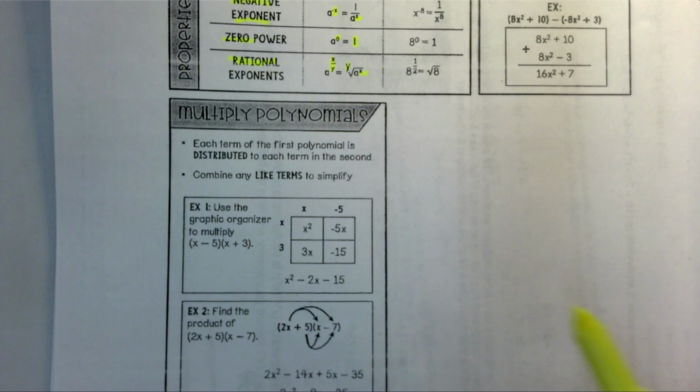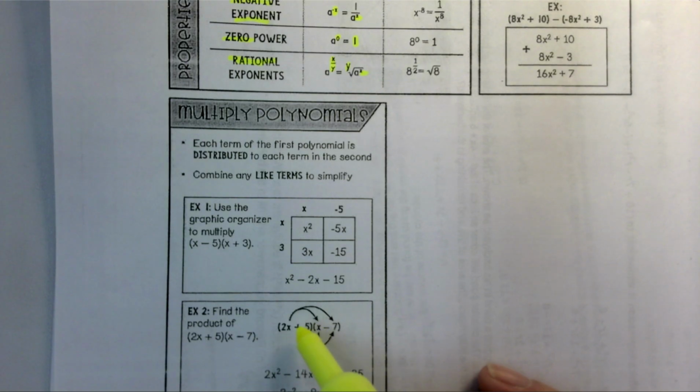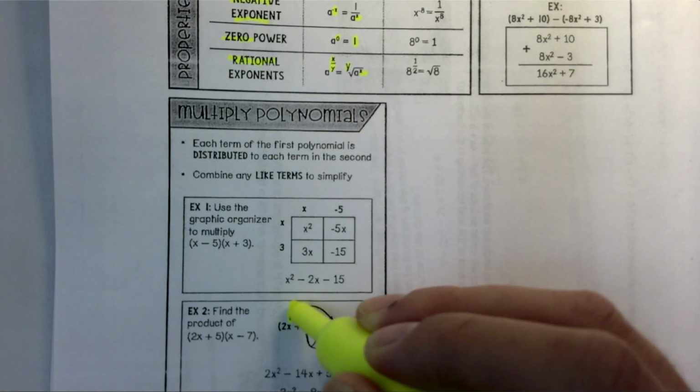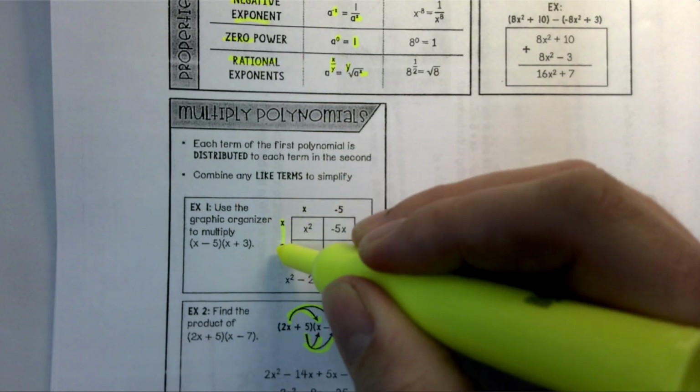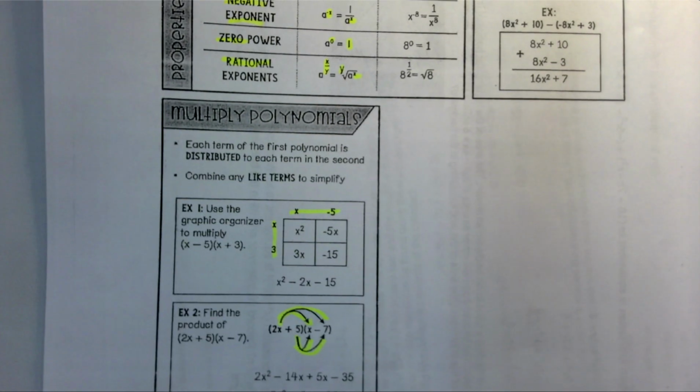We have the FOIL method down here. That's the first, outside, inside, last. And then we have the box method. I'll probably be using the box method, okay? All right, let's do some problems. So turn the page. We're going to go over here.